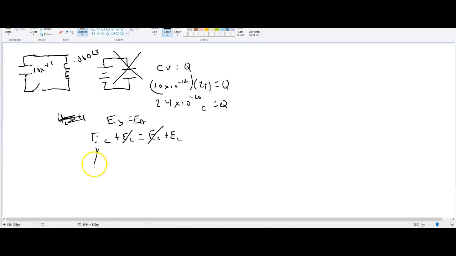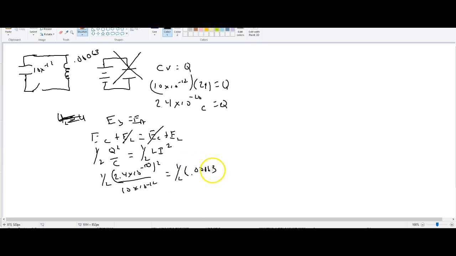So then I'm simply going to go 1/2 Q squared over C equals the energy in L, which is 1/2 L i squared. The rest of this is hopefully mathematics. Q is 2.4 times 10 to the negative 10th. I'm going to square that. Maybe the energy is going to be negligible, but whatever. 10 times 10 to the negative 12th equals 1/2 L i, which is 0.00063 L. And I want to find the maximum current.